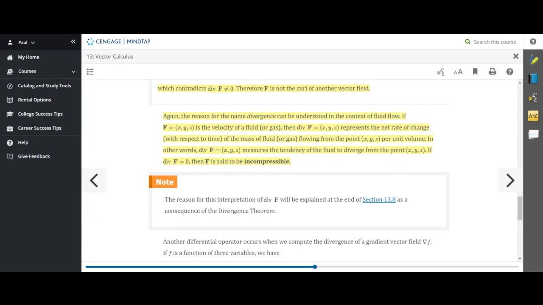Okay, are there any questions on that? Okay, I'll show you just a few more things here, and then I want to do a little example with you.